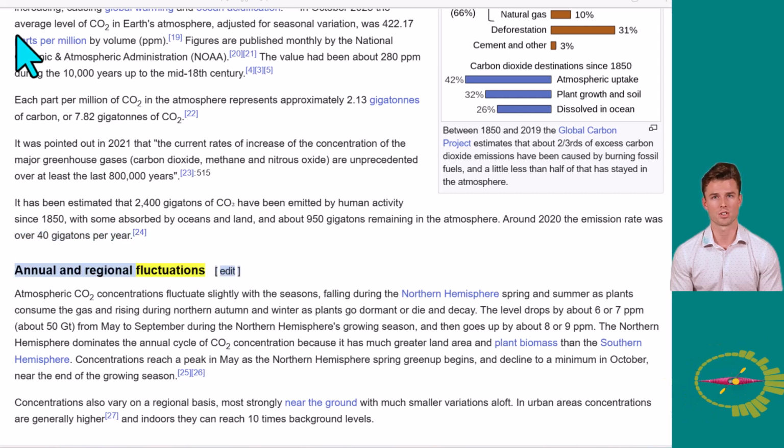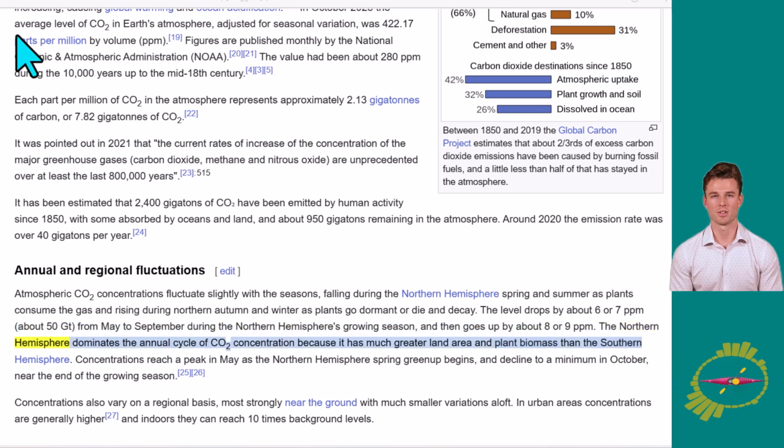Annual and regional fluctuations. Atmospheric CO2 concentrations fluctuate slightly with the seasons, falling during the northern hemisphere spring and summer as plants consume the gas, and rising during northern autumn and winter as plants go dormant or die and decay. The level drops by about 6 or 7 ppm, about 50 Gt, from May to September during the northern hemisphere's growing season, and then goes up by about 8 or 9 ppm.